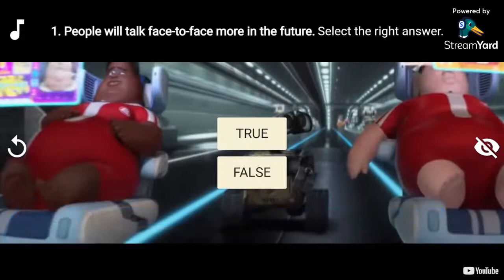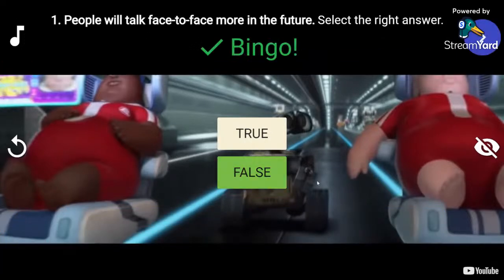Okay, very good. Most of you answered false. Let's check if that is the correct answer. Right, it is false because as you can see there from these two persons, they're just nearby with each other, but they just chose to talk by using the screen, which is sad actually. All right, let's move on.